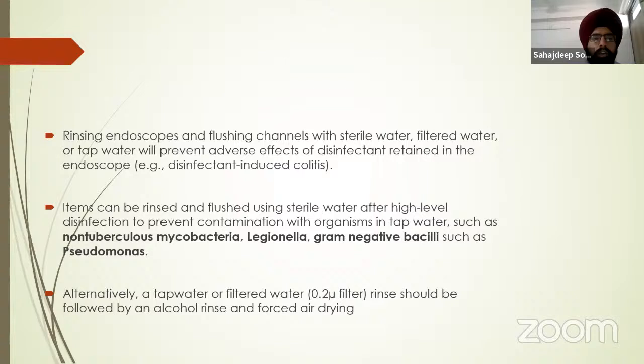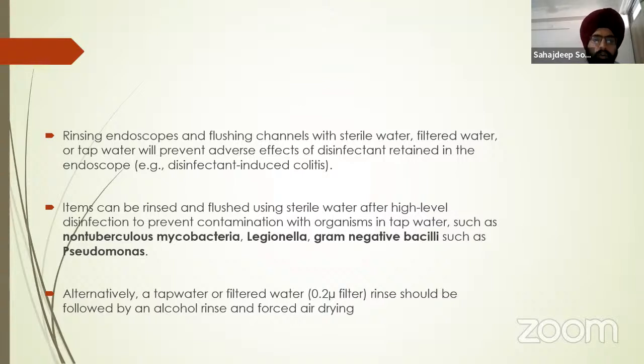After rinsing of any endoscope and flushing the channels with the disinfectants, we have to wash the endoscope with sterile water, filtered water, or tap water to prevent any remnant disinfectant on the endoscope, because if there is any remnant on the endoscope, it can lead to side effects in patients like disinfectant-induced colitis.